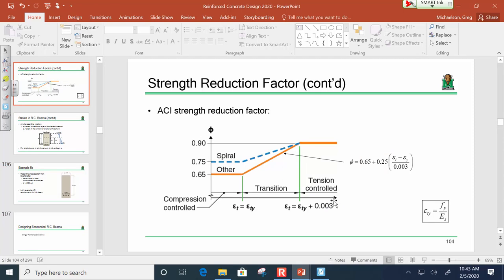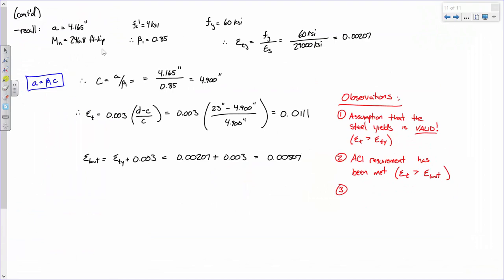Can somebody look at this slide and tell me what's the third observation we can make about this beam? Tension control. And what does that mean? Tensile strain in the reinforced steel is equal to the... Well, we've already said the strain is bigger than that, but what does that mean for our design purposes? What does this graph plot? The strain versus what? Resistance factor. So for this beam, what's the resistance factor? 0.9. That's the third observation, okay?